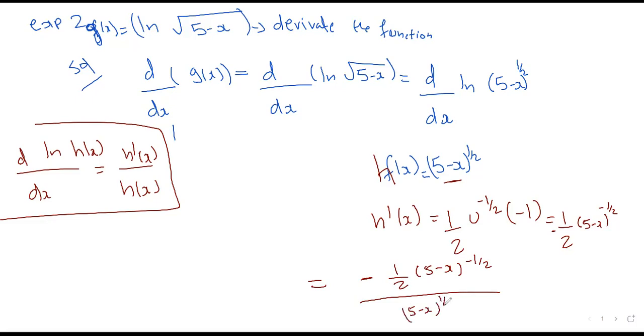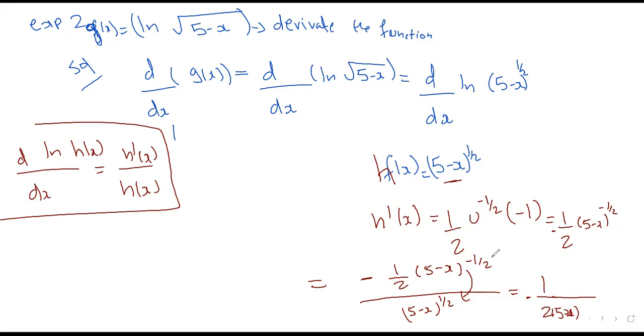Now this answer is not simplified yet. In order to simplify it, we can take this in the denominator. When it is taken to the denominator, we would have 5 minus x, 1 by 2, which will just be 5 minus x. Excellent. So this is how we are going to solve it. And we had a negative over here. This is the answer.